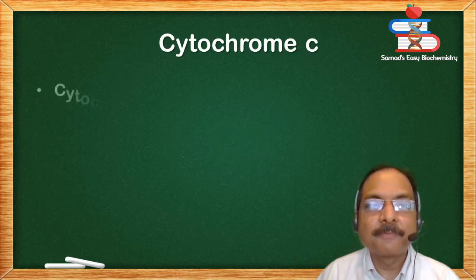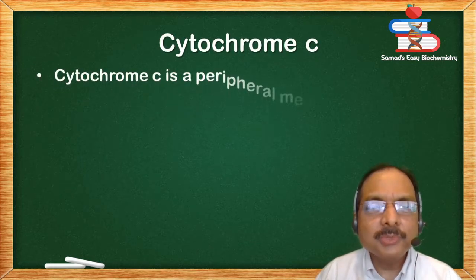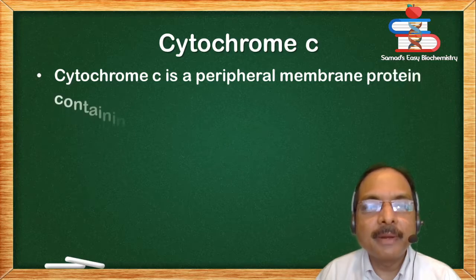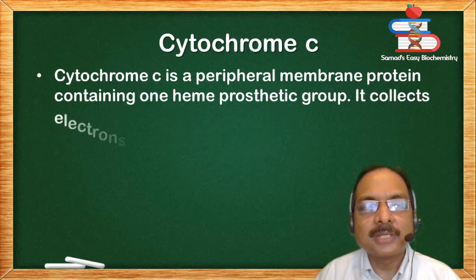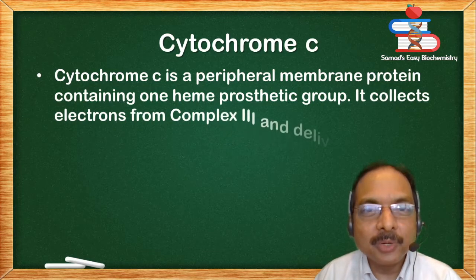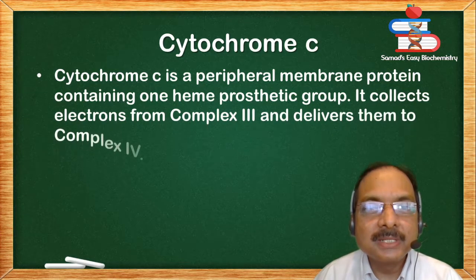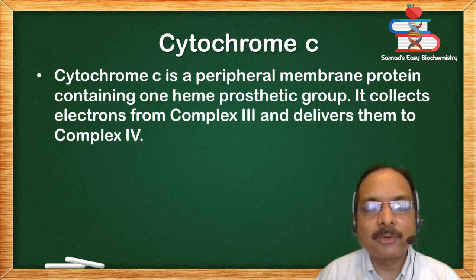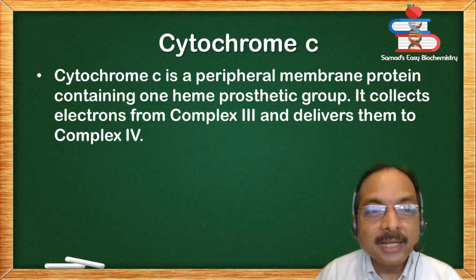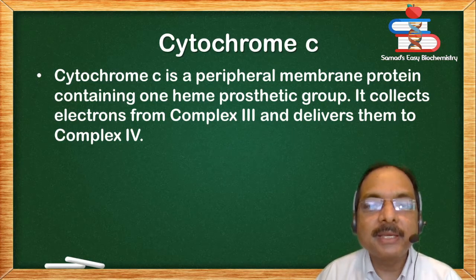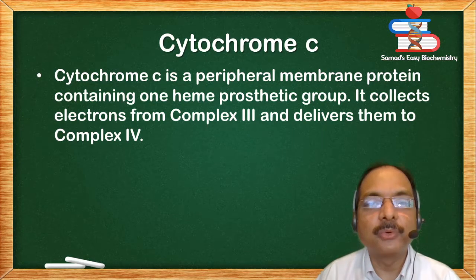Cytochrome C. Cytochrome C is a peripheral membrane protein that is located towards the intermembrane space side on the inner mitochondrial membrane. It contains one heme prosthetic group. It collects electrons from complex 3 and delivers them to complex 4.